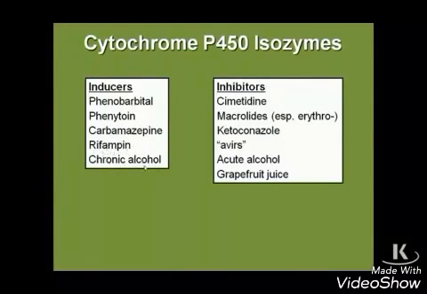Okay? Chronic alcohol, and you'll notice that alcohol shows up as both an inducer and an inhibitor. Chronic alcohol is obviously drinking over time, usually small amounts on a daily basis, drinking chronically but not necessarily to excess. Then the list of inhibitors is also very important to remember.